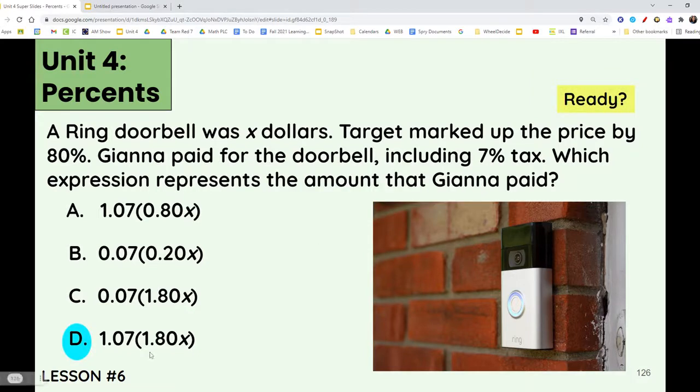So the answer would be D. First, you'd find the amount with an 80% markup. Then you take that new price and you multiply it by 100% plus 7% extra for tax.